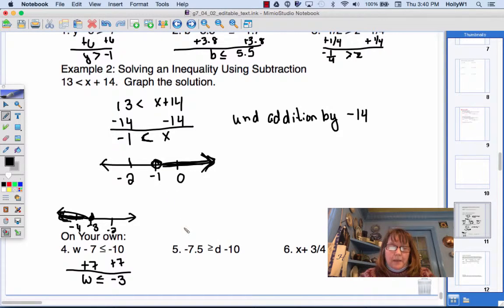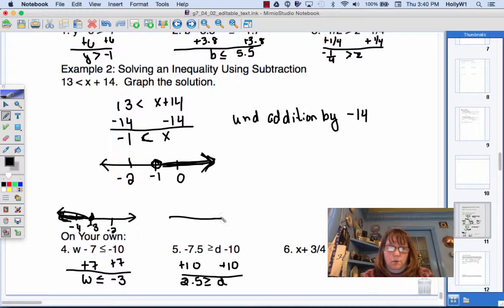Okay, negative 7.5 is greater than or equal to d minus 10. So I'm going to add 10 to both sides. And I end up with 2.5 positive is greater than or equal to d.